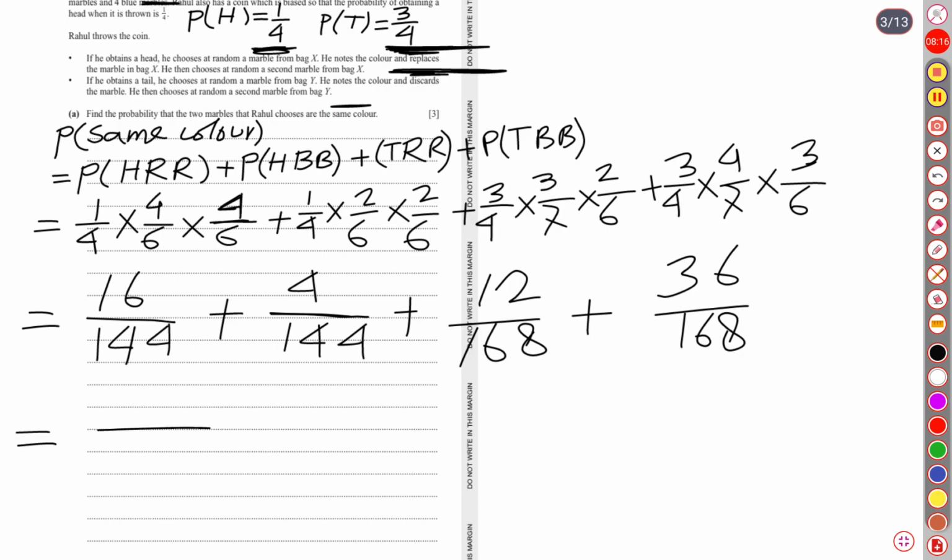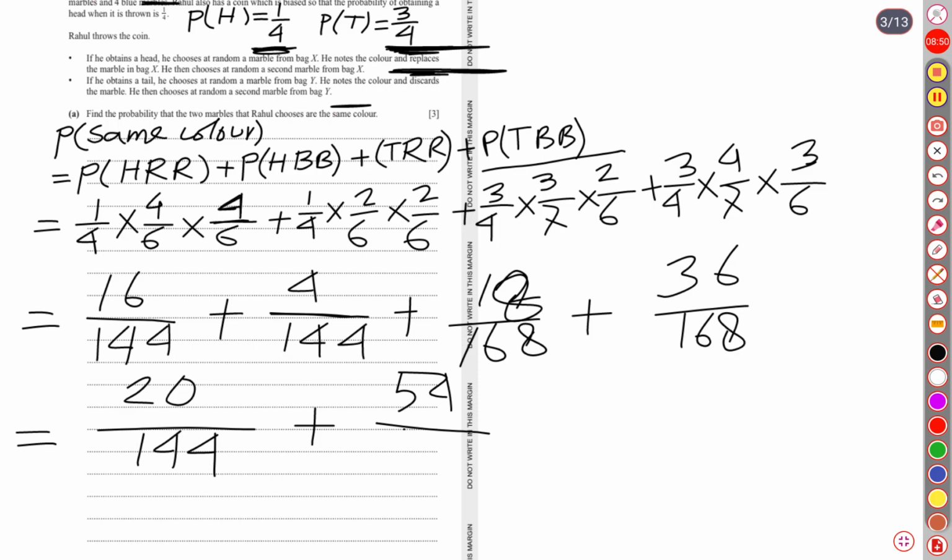So we are going to get 144, and it is going to be 20. 20 plus 36 plus 12. Sorry, we made a mistake over here. It is actually 3 threes are 9, twos are 18. It is going to be 18. So 18 plus 36 means 54.